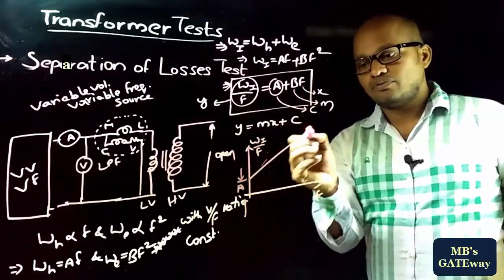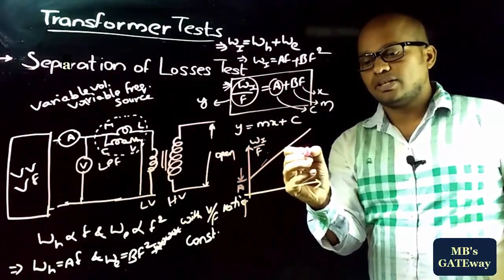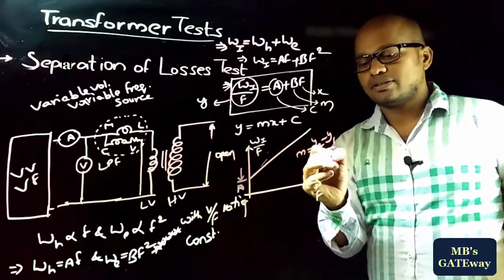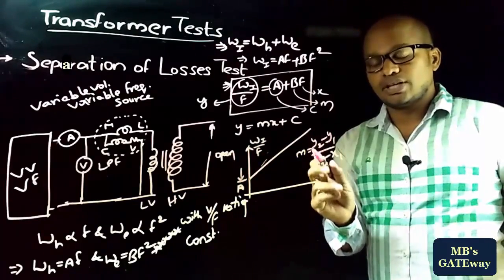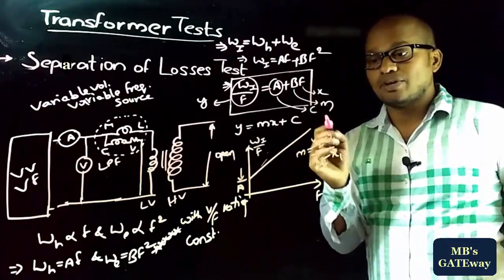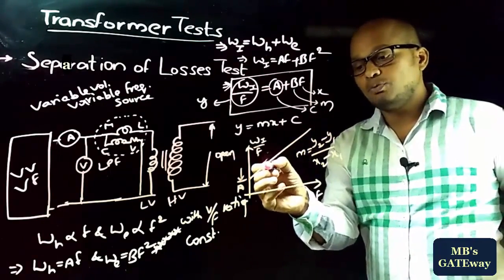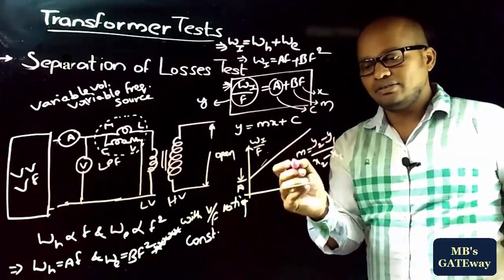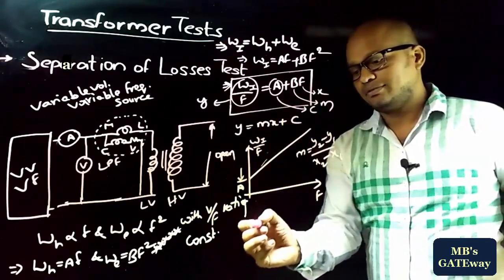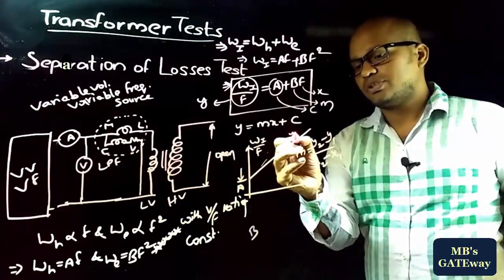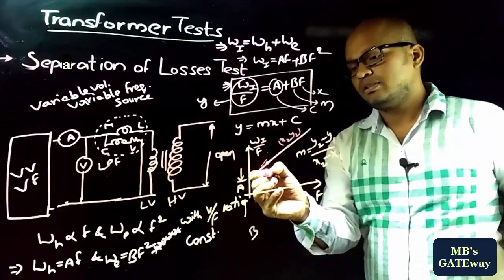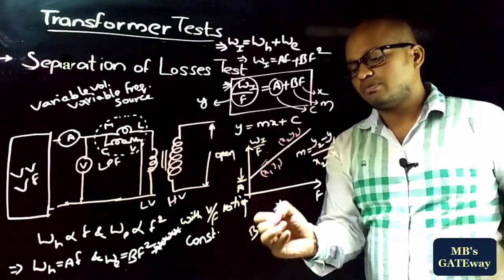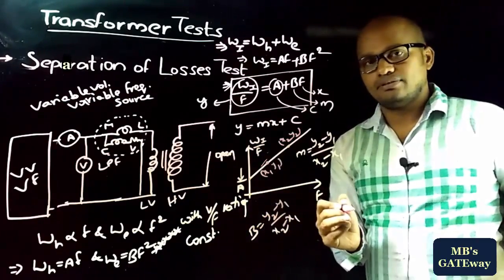B represents the slope of this line, and it is known that the slope of the line is equal to y2 minus y1 by x2 minus x1, where x1, y1, x2, y2 are the x-axis and y-axis coordinates of any two points on the straight line. Which means if you find the slope of this line, we will get B. Let us suppose this is x2, y2, and this point is x1, y1. So B is equal to y2 minus y1 by x2 minus x1.